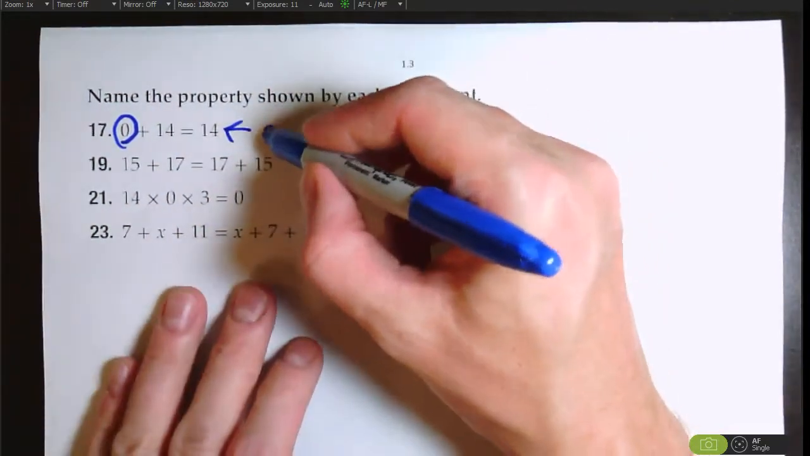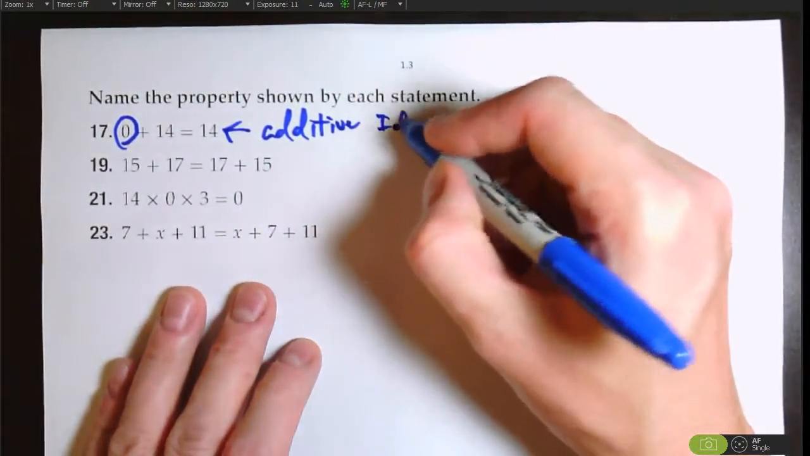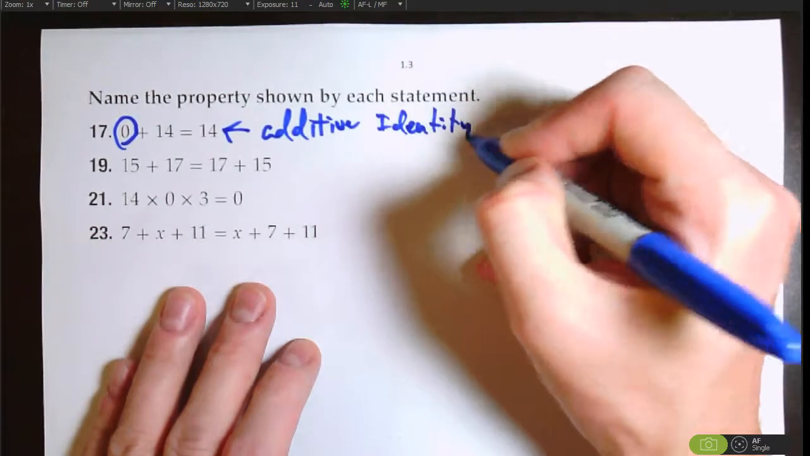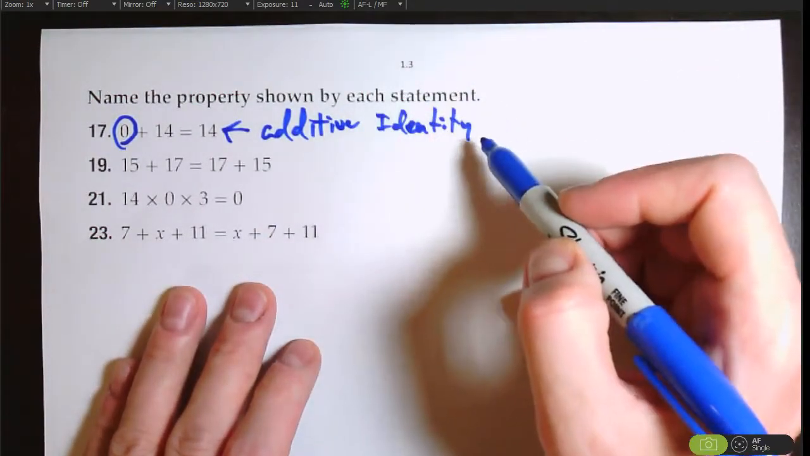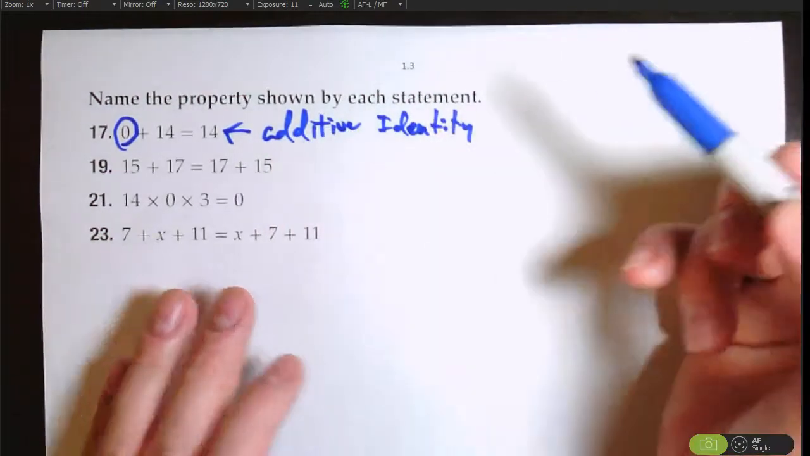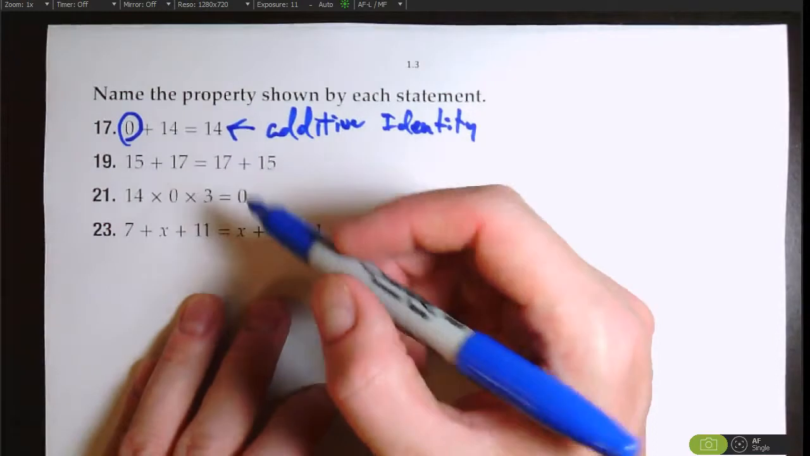So this is called the additive identity, because I'm just adding it. Sometimes the book calls it the identity property, but I'm going to call it the additive identity because it's the more properly formal term. Now number 19, we look at this.